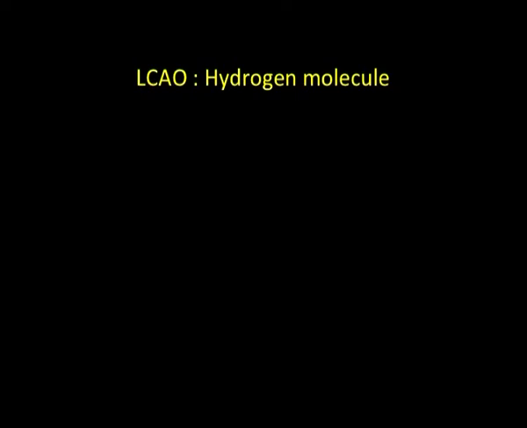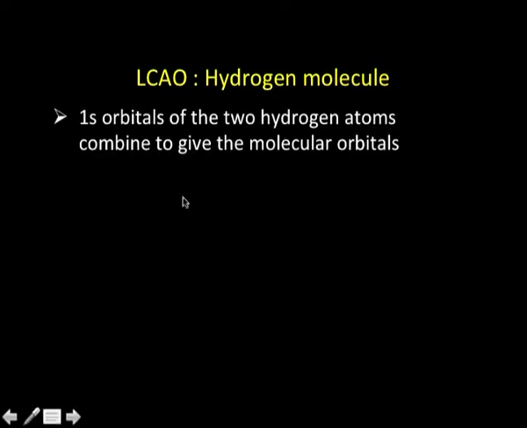Okay. With this background, we are equipped to move further and take up homonuclear diatomic molecules of the first period. That is, we will talk about how we use molecular orbital theory to explain bonding in homonuclear diatomic molecules of the first period, to begin with. Let us take a very simple molecule, the hydrogen molecule. The two hydrogen atoms are going to combine, and a hydrogen atom has a 1s orbital. So we take the 1s orbitals of the two hydrogen atoms and combine them to see what kind of molecular orbitals we get.